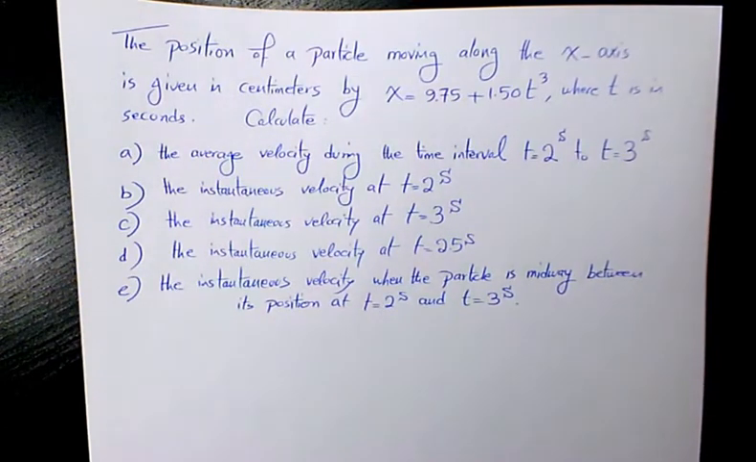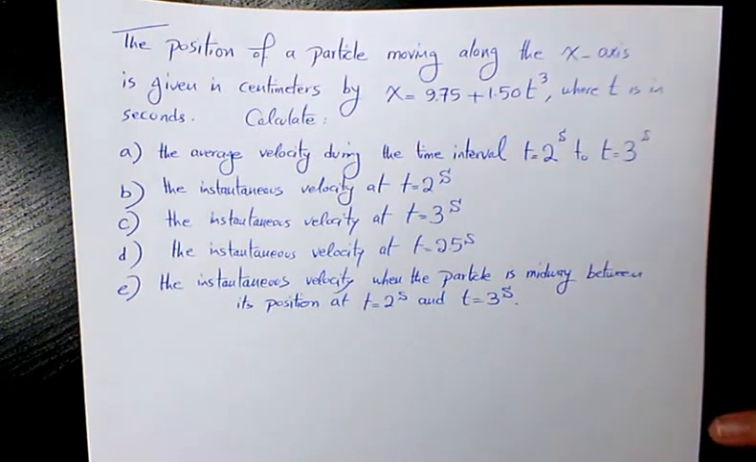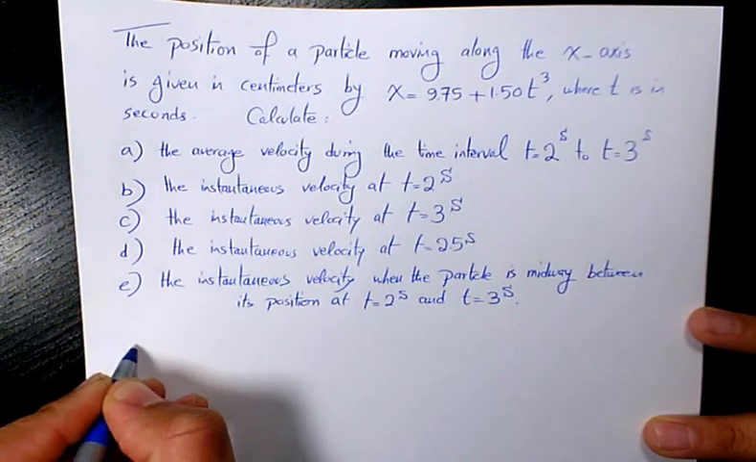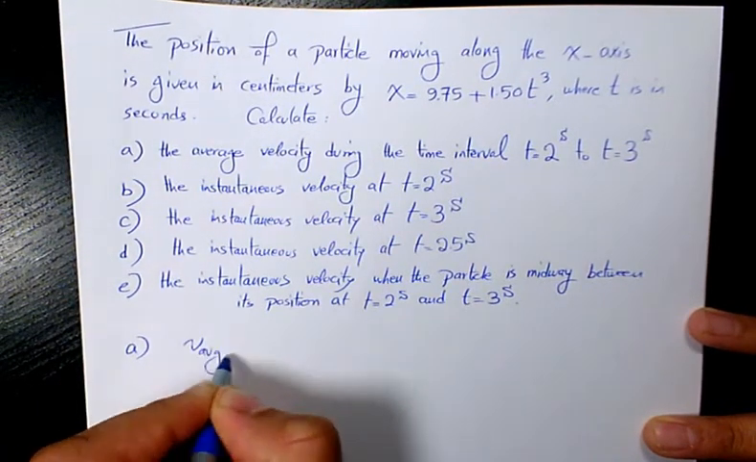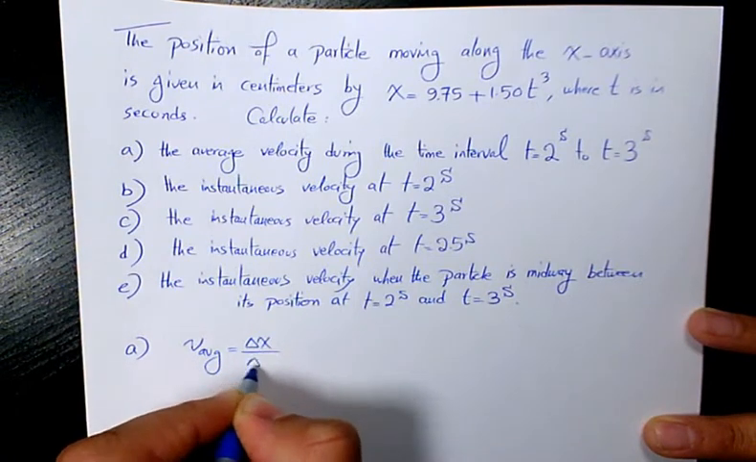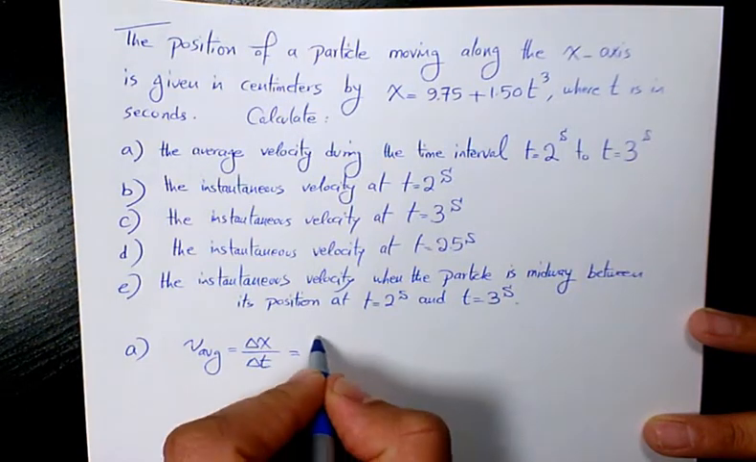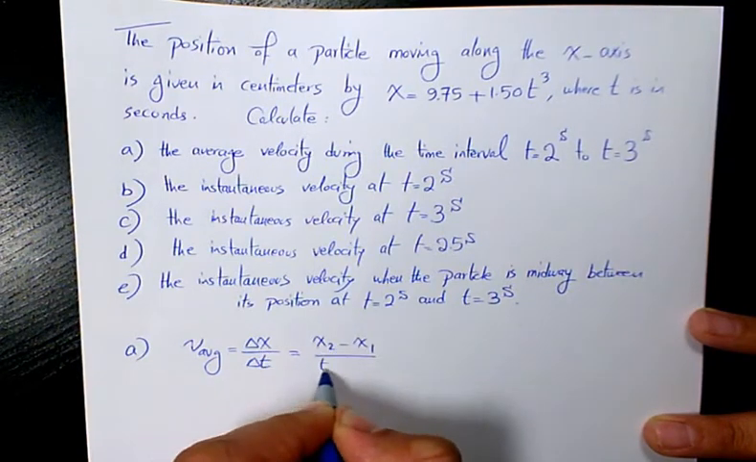In this question, we have the position of a particle moving along the x-axis. It's given in centimeters by x equals 9.75 plus 1.5t to the power of 3, where t is in seconds. Calculate A, the average velocity during the time interval t equals 2 to t equals 3. We remember the average velocity is delta x divided by delta t.